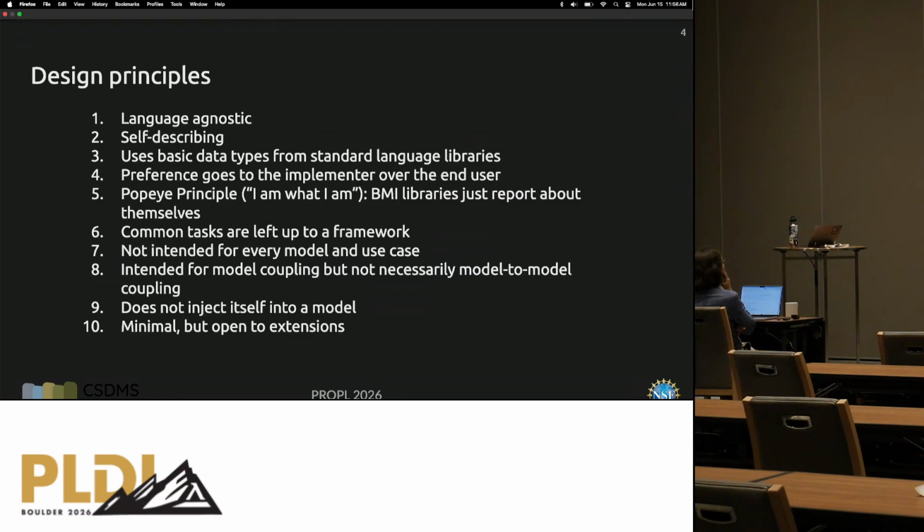BMI models, for example, are used in a framework, and we leave tasks for the framework. It's not intended for every model. Not every model can be BMI'd. And it's for model coupling, but not necessarily model to model coupling. We can also do data to model coupling. We can think of data sets as a model. Like I think of a netcdf file, for example. Individual slices in time would represent individual updates to a model, for example.